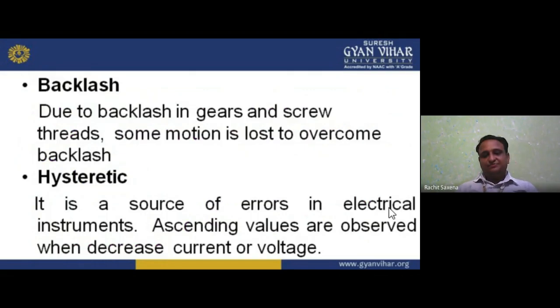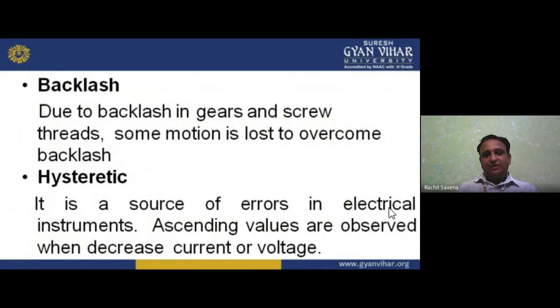Now backlash. Backlash is due to backlash in gears and screw threads. Some motion is lost to overcome backlash. So that is again error.